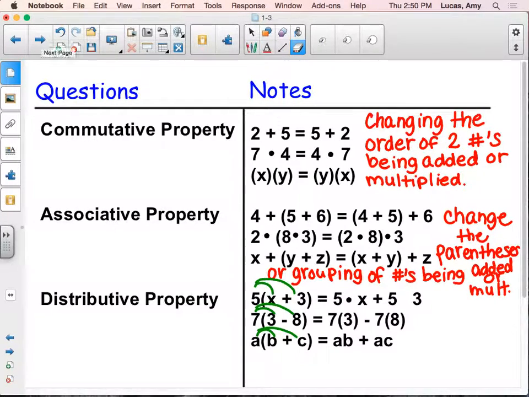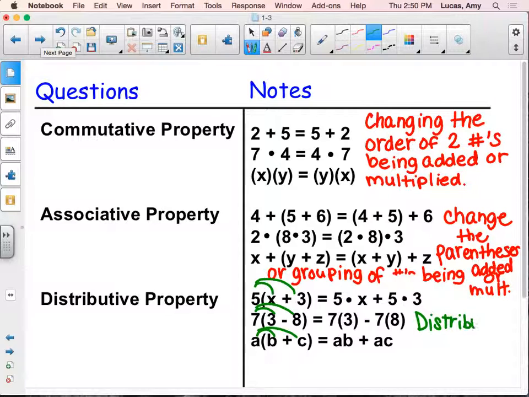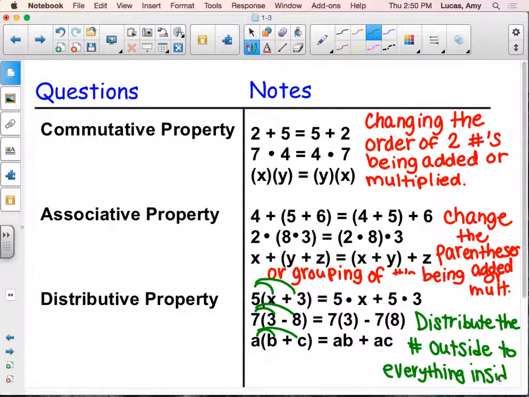I'm going to change my word there. Distribute. Okay, so I'm going to say distribute the number outside parentheses to everything inside. And that means multiply.